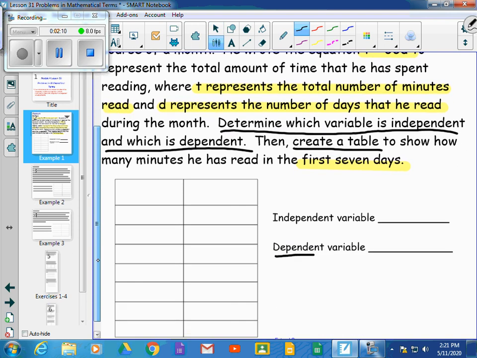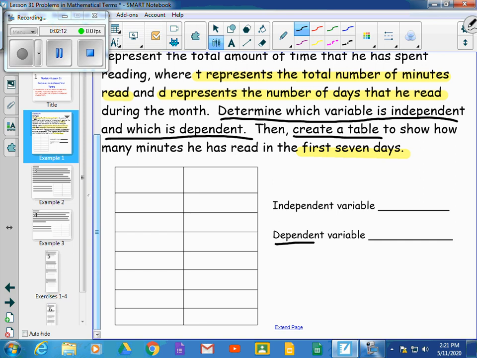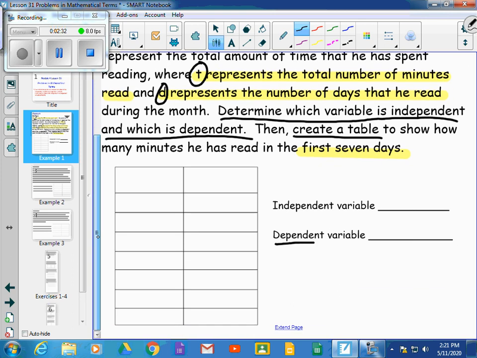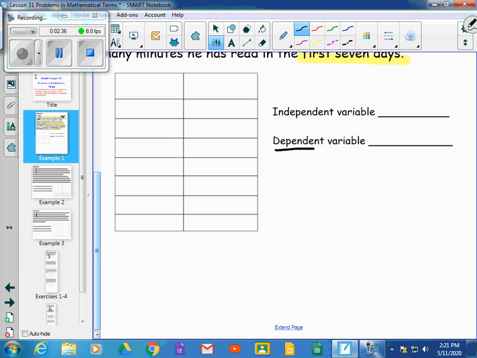To start with determining which variable is independent and which is dependent, first of all, notice there's two amounts in this problem that change. The time, T, that he reads, and D, the days that he reads. Those two things are the variables. They're changing. One of those is the independent variable, and one is the dependent variable.